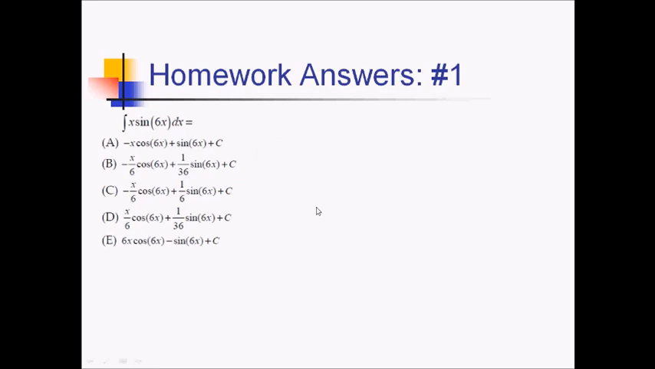So let me write my parts formula out here. And I'm going to have to find u, v, du, and dv. For my u value, I have a choice between algebra, the x value there, and trig. I'm going to choose x as my u value, algebra before trig in LATE. And then my dv is going to be sine of 6x dx.